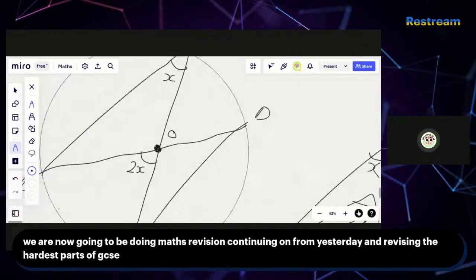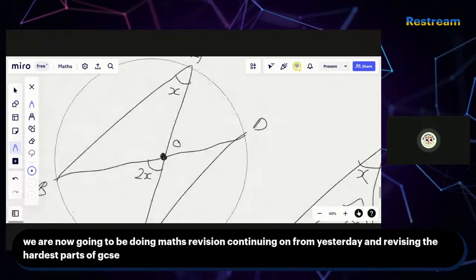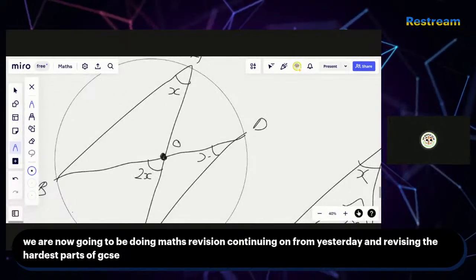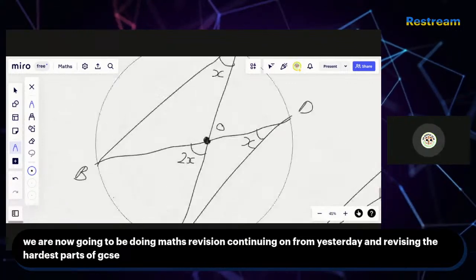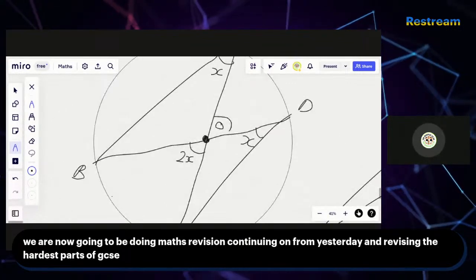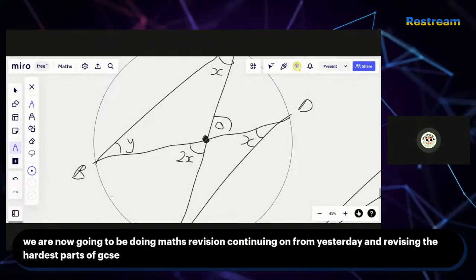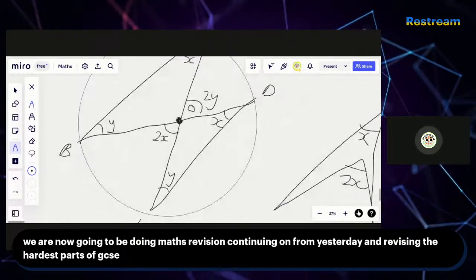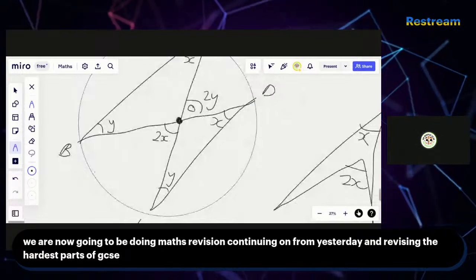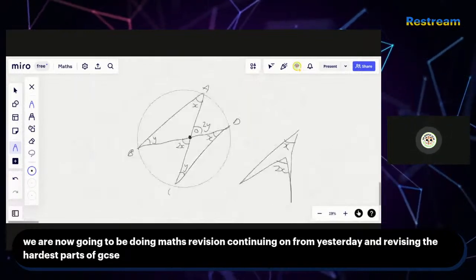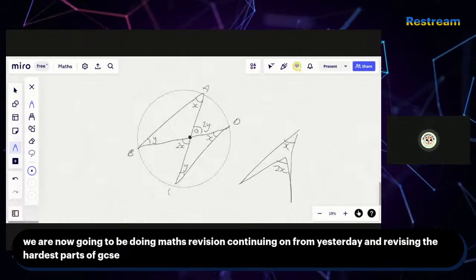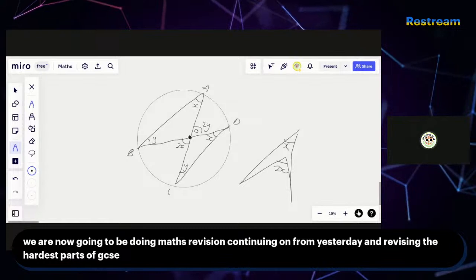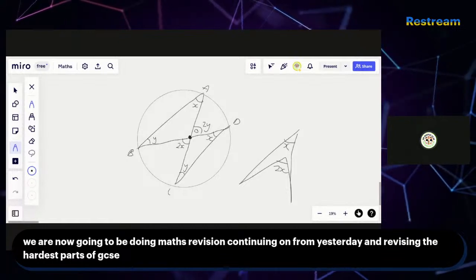Now, we can easily prove that if this is 2x, this works the same way. So this must also be x. And that's a really quick proof. And we can do the same thing with the y's here. So let this be y, then this will be 2y, and this must also be y. And that's how you prove that one there. And that theorem is called angles at the circumference are equal if they stand on the same arc.